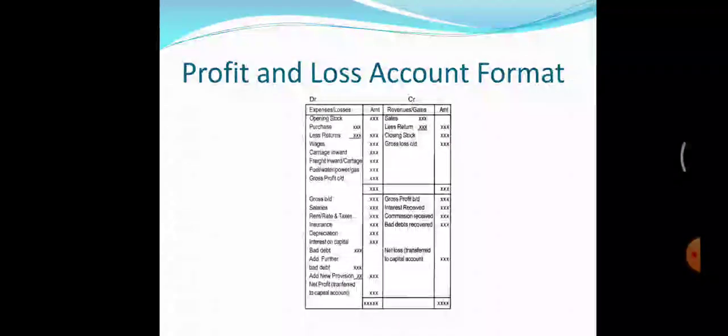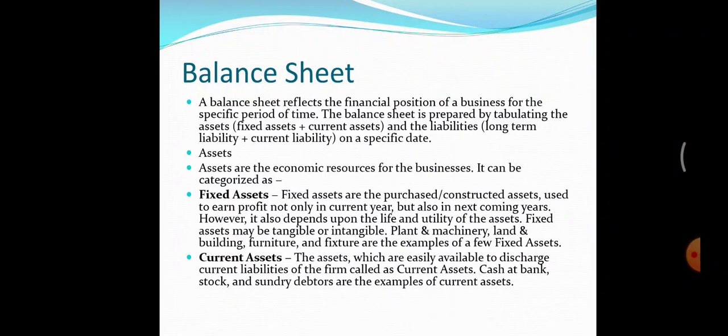This is the format of profit and loss account. First one is salaries, rent, rates, insurance, depreciation, interest on capital, bad debts. These all come on the debit side. Then the credit side: interest received, commission received, bad debts recovered. These all come to the credit side. This is the format of profit and loss account.